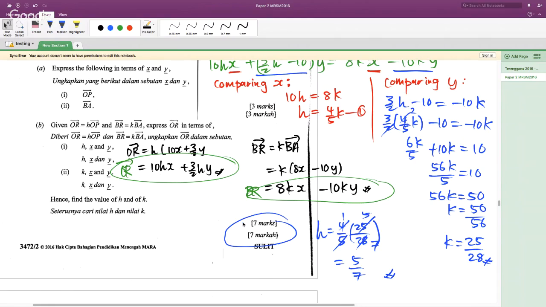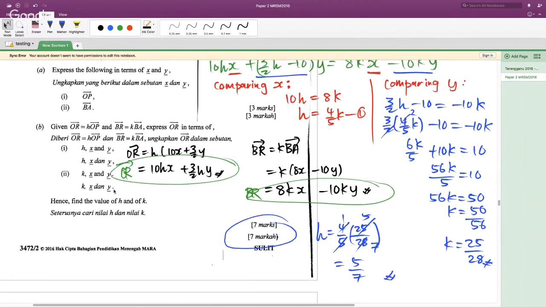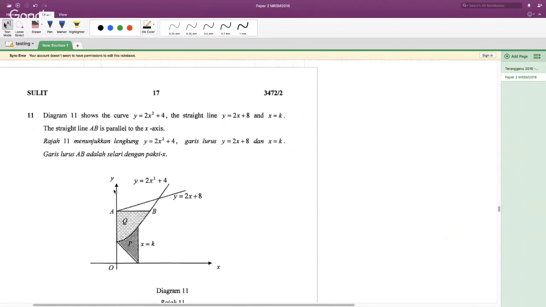So it's basically quite simple. You can substitute BR in your OR as well. You will get the same answer. Just do the substitution and then compare x and y. All right, let's go to the last question of today.